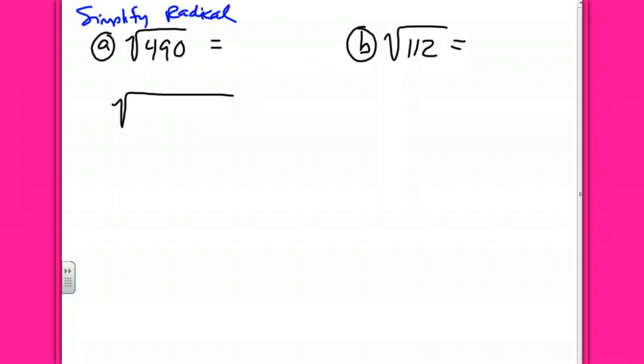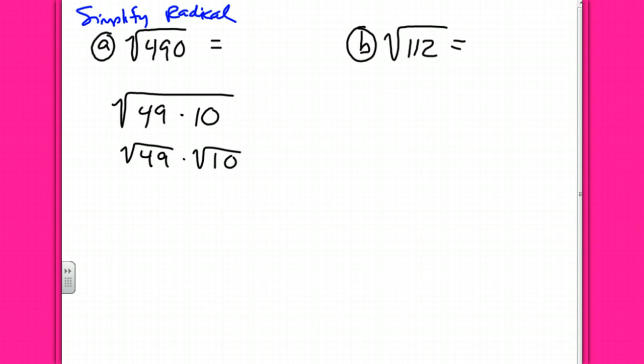Do you see a perfect square factor in here? What is it, Alex? Actually I'm thinking something a little bigger. Actually 4 might be in there. But what? 49. So we can say 49 times what would get us back to 490? 49 times 10. Okay, so we're just factoring. And as we learned already, we could separate these into square root of 49 times square root of 10, right? What is the square root of 49, everyone? 7. So we can now write this as 7 times the square root of 10, right?